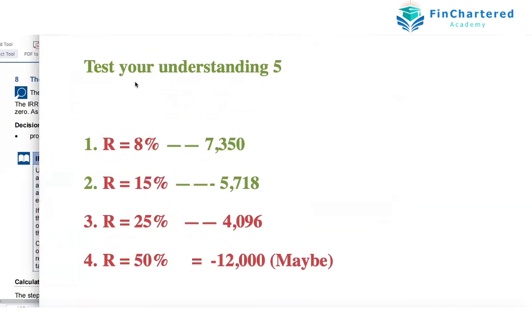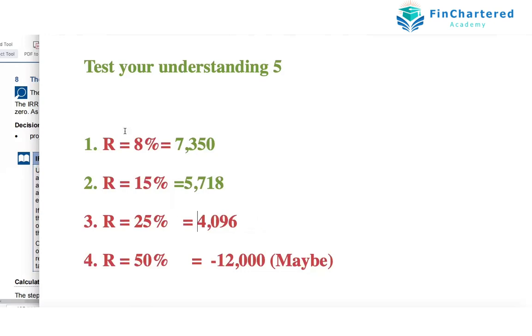Again, at 8%, we are positive 7350. At 15%, we are positive 5718. I'll remove this because it's a little misleading. It looks like it's negative. At 25%, we are positive 4096. At 50%, we are negative 12,000. So do you think at 6% we will have an NPV of 0? Do you think so? At 6%? No. No.